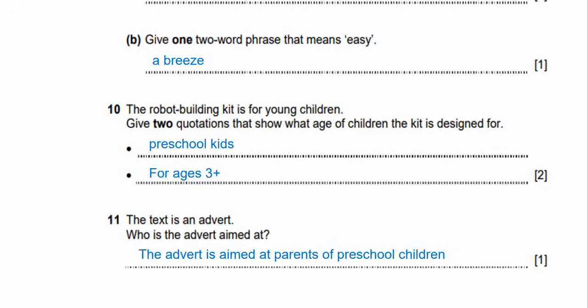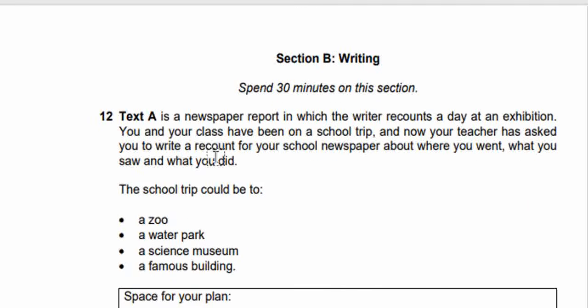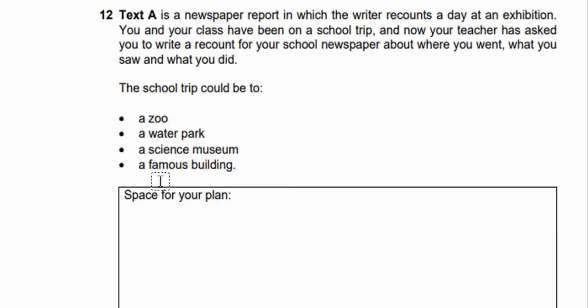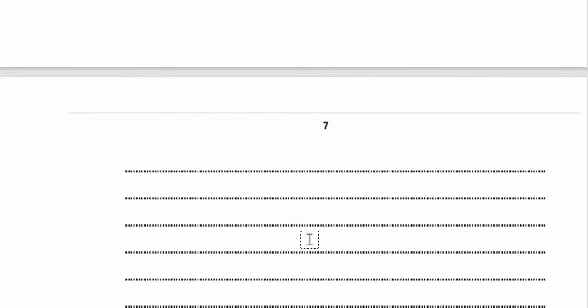Next. This is section B, writing. We spend 30 minutes in this section. Question 12. Text A is a newspaper report in which the writer recounts a day at an exhibition. You and your class have been on a school trip and now your teacher has asked you to write a recount for your school newspaper about where you went, what you saw, and what you did. The school trip could be a zoo, a water park, a science museum, or a famous building. Space for your plan here, and after that, you will write your answer in here. It's up to 2 pages. The maximum mark for this will be 25 marks.